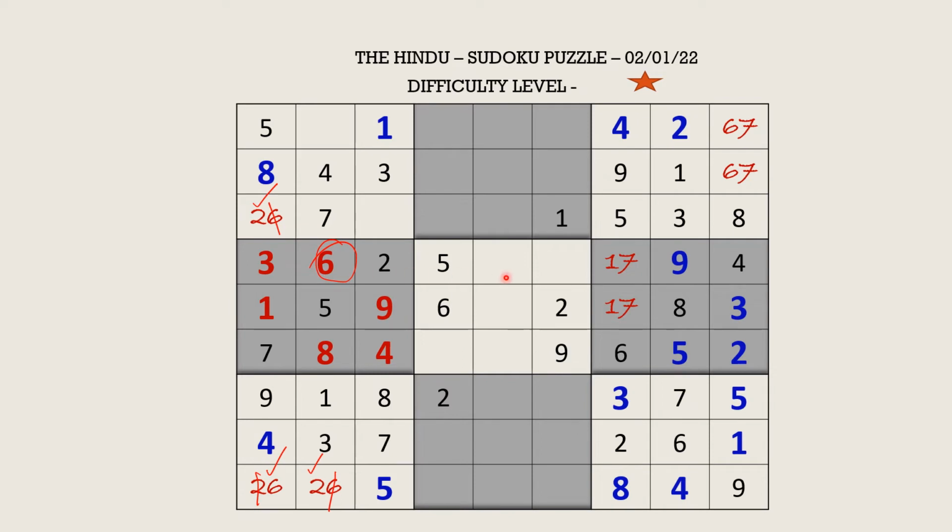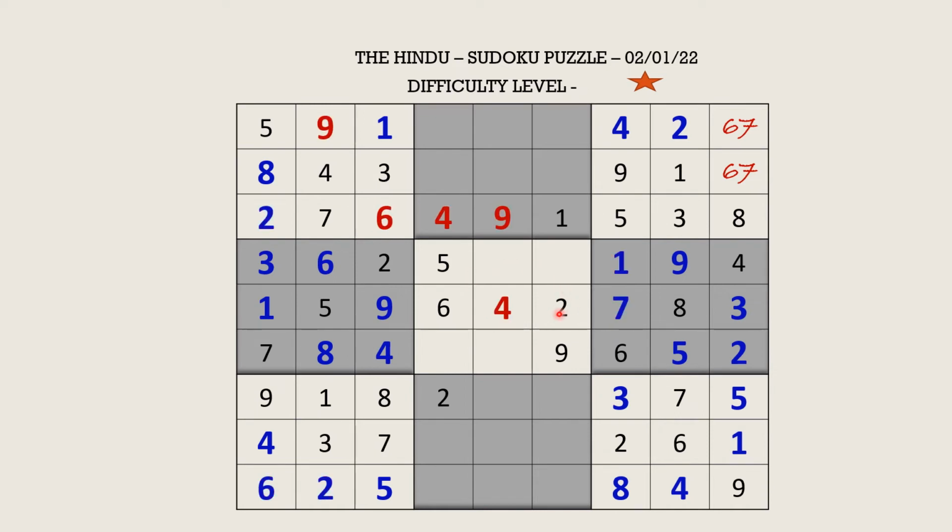Similarly, this 1 cancels out the 1 here. This becomes 7 and this becomes 1. So in this block, the missing numbers are 6 and 9. There is a 6 blocking here, so this cell takes 9 and this cell takes 6. And in this row, the missing number is 4. In this row, the missing numbers are 4 and 9. There is a 4 here, so this takes 9 and 4 is here.